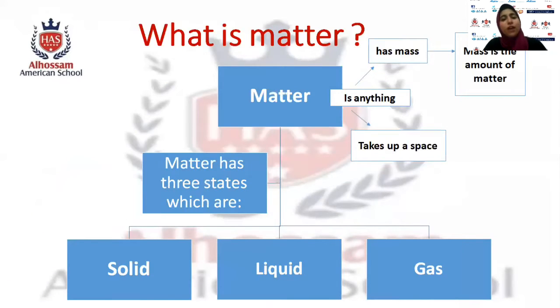What is the meaning of matter? Matter is anything around us that has mass and takes up space. What is the meaning of mass? Mass is the amount of matter. Matter has 3 states: solid, liquid, and gas.